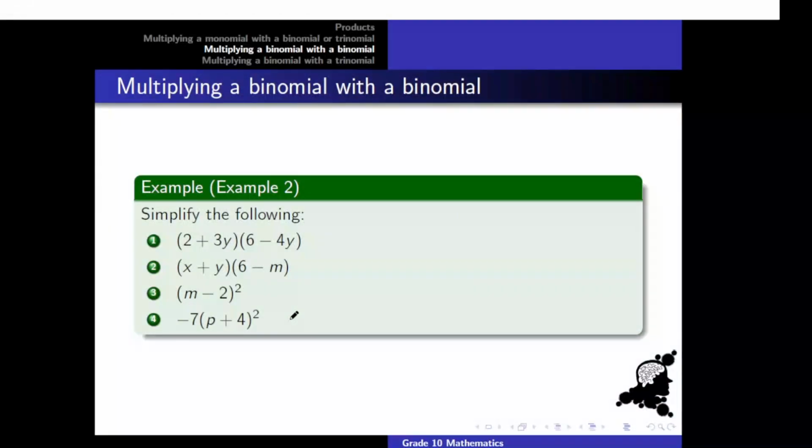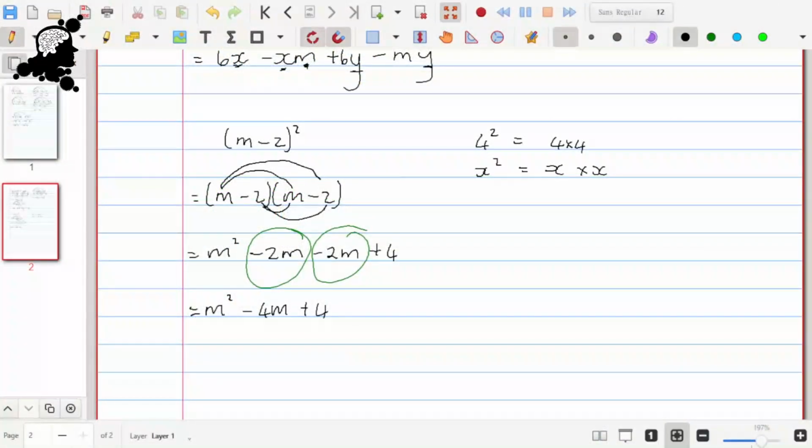Alright, the last question that we have for this section. Negative 7 into p plus 4 squared. Okay, so this is kind of a combination of the two ways of simplifying products that we've looked at so far. This is a combination. Whoops, this is supposed to be p plus 4 squared. Okay, let's have a look at what happens here. The first thing I can do is leave the 7 and deal with the two brackets.